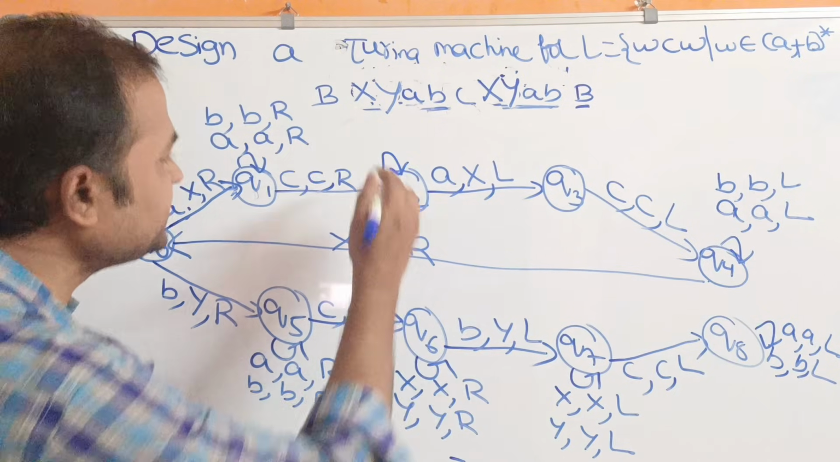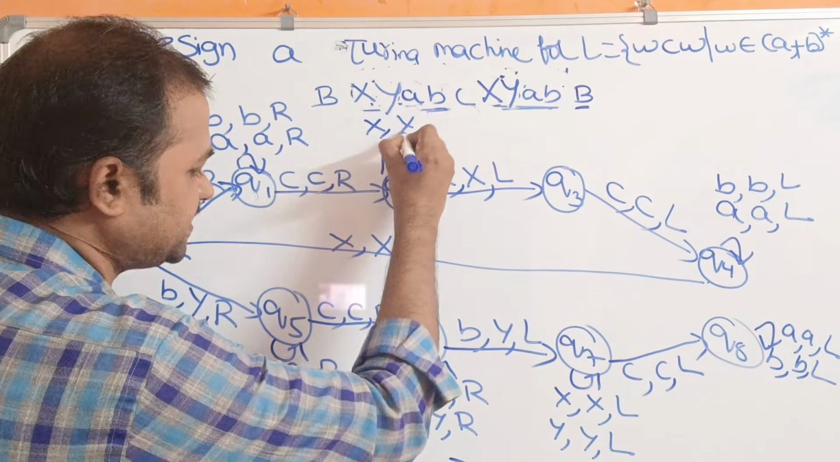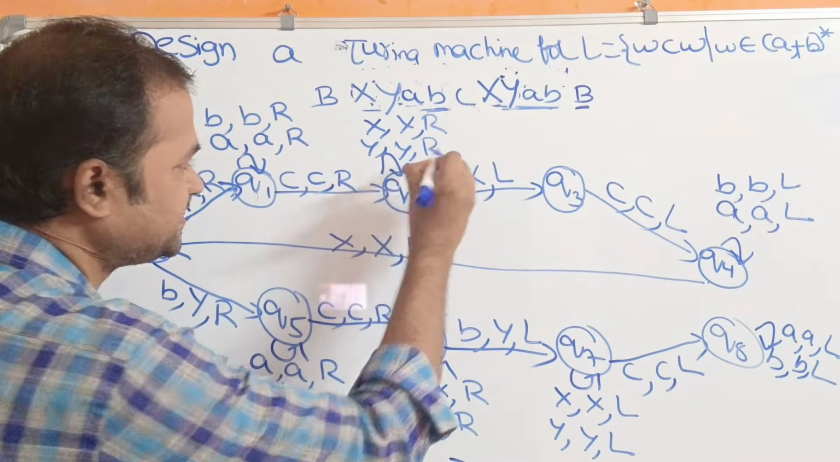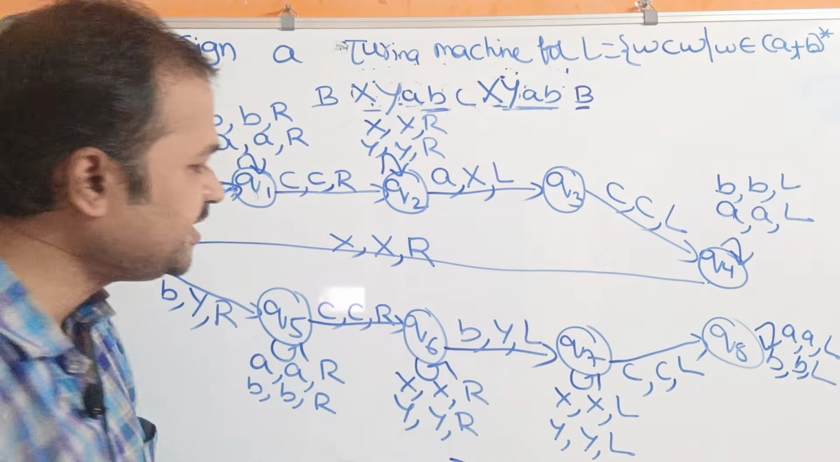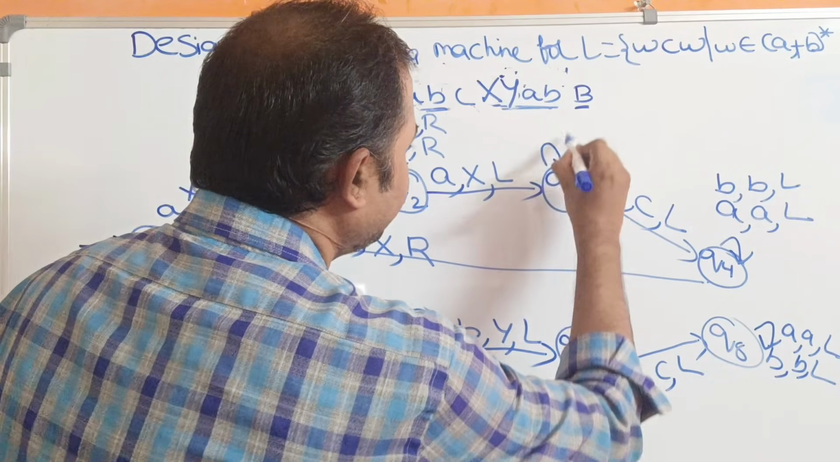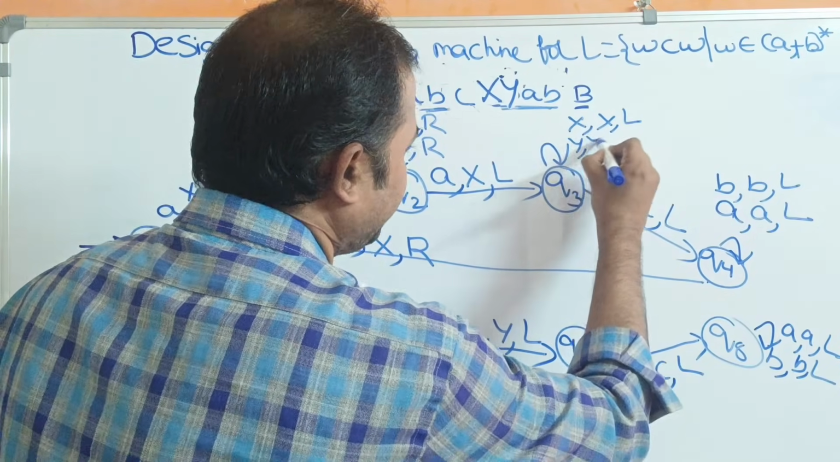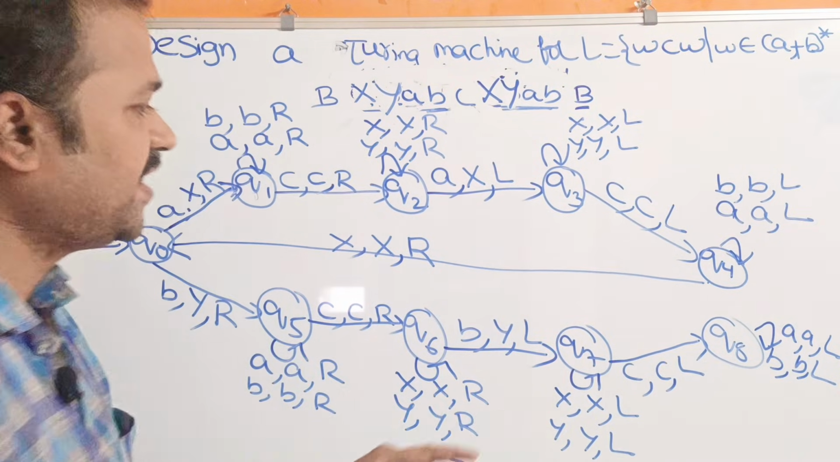So what are the Q transitions? X, X, R. Next Y, Y, R. Next Q3 and Q7 are same only. Next X, X, left. Next Y, Y, left.